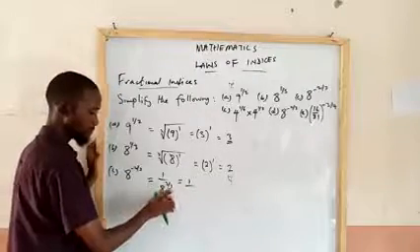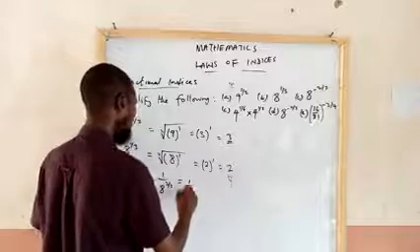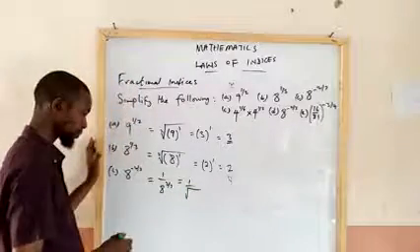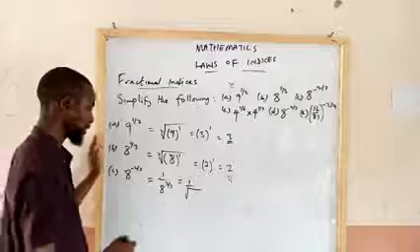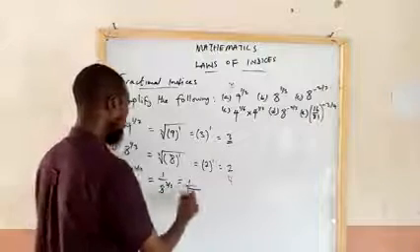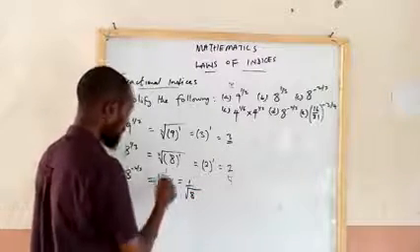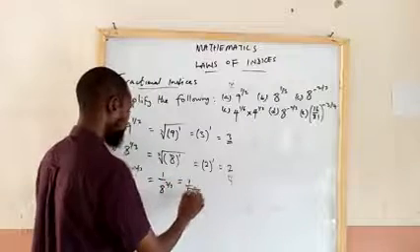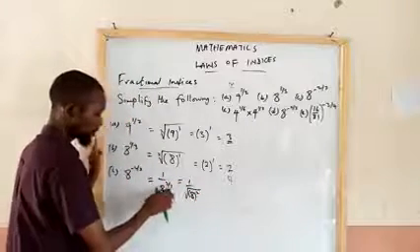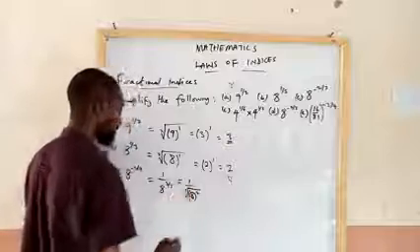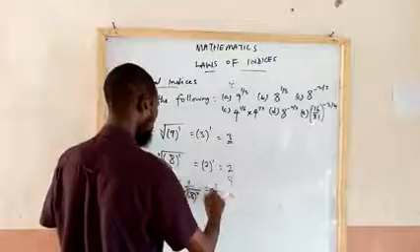But our power is a fractional number, so we can decide to use the root approach. So using the root approach here means what? The base comes into this place. The numerator of the power will become the power of the base, while the denominator of the power will be in this place. So that is equal to 1 over.